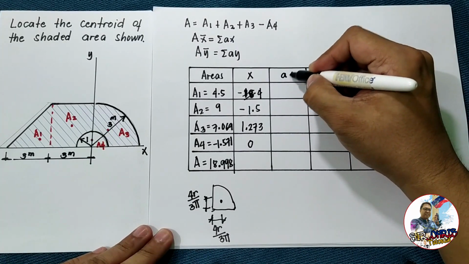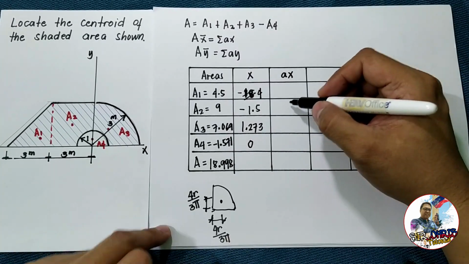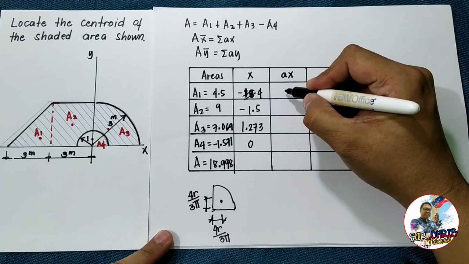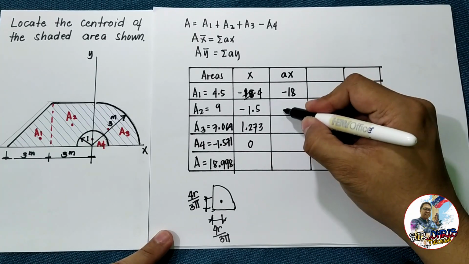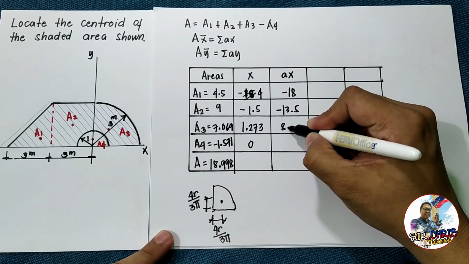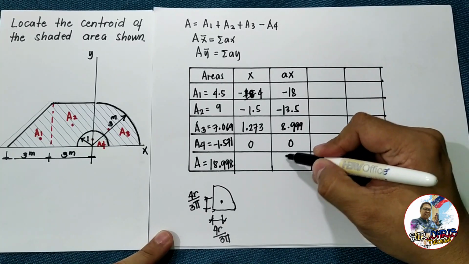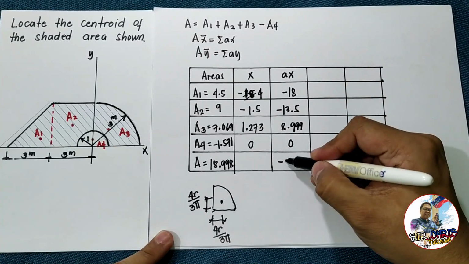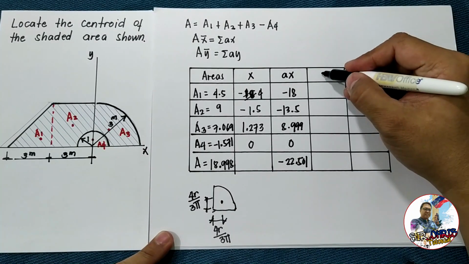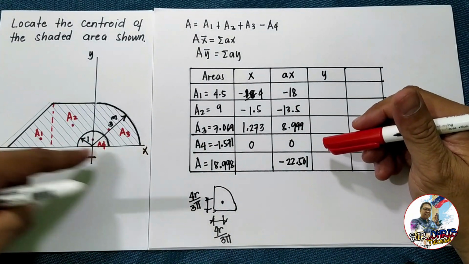So we get now the product of each area and the x distance. We have 4.5 times 4, which is negative 18. And then we have negative 13.5. This is 8.999. This is 0. And then the total is negative 22.501. And then for the y distances, that is with respect to the x-axis.